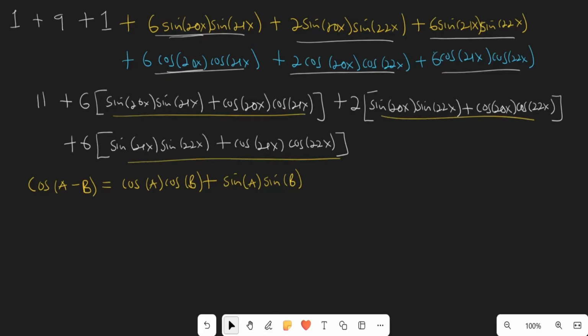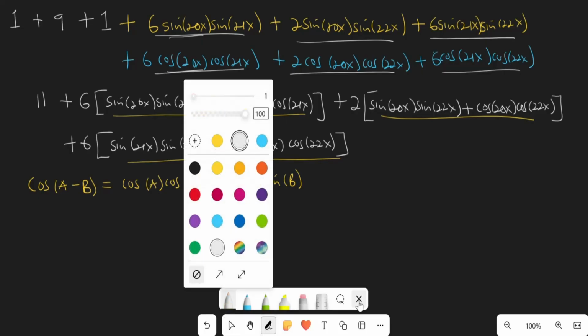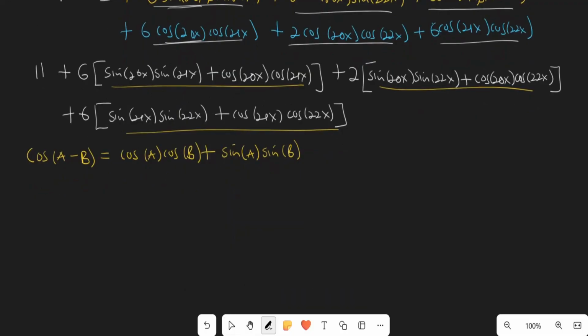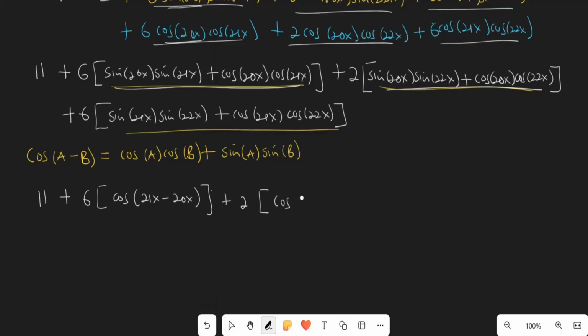So these ones can be likened to cosine of a minus b, right? Because you have sine of 20x, sine of 21x, plus cosine of 20x, cosine of 21x. So those can be written as the cosine of one variable minus another variable. So this is 11 plus 6 into this one here, which can be written as cosine of 21x minus 20x, plus 2 into this one, which can be written as cosine of 22x minus 20x, plus 6 times this guy, which can be written as cosine of 22x minus 21x, like this.